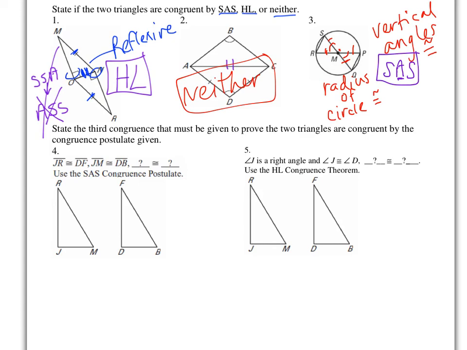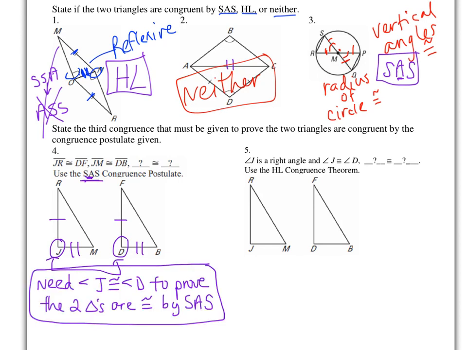For 4 and 5, we're going to be playing an activity in a few days on doing the same thing. So we have to state the third congruence that's missing, basically, to prove that our two triangles are congruent by the given postulate. So this first one is by side, angle, side. So we need to make sure that our angle is between the two sides. First, let's draw everything in our picture. So JR is congruent to DF. JM is congruent to DM. And we need the angle to be between the two sides. So the only place that would happen is if it was angle J and angle D is what we are missing for them to be congruent.